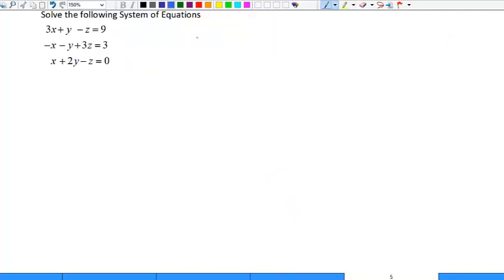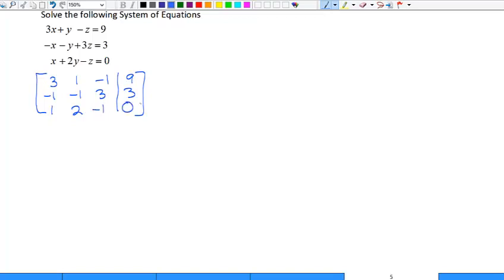So our first full system of equations that we're going to be solving using matrices is 3x plus y minus z equals 9, negative x minus y plus 3z equals 3, and x plus 2y minus z equals 0. So the first thing I want to do is write an augmented matrix for this system. So we have 3, 1, negative 1, 9, negative 1, 3, 3, 1, 2, negative 1, 0.